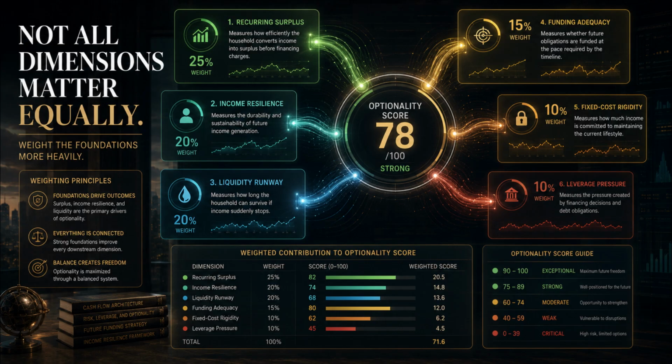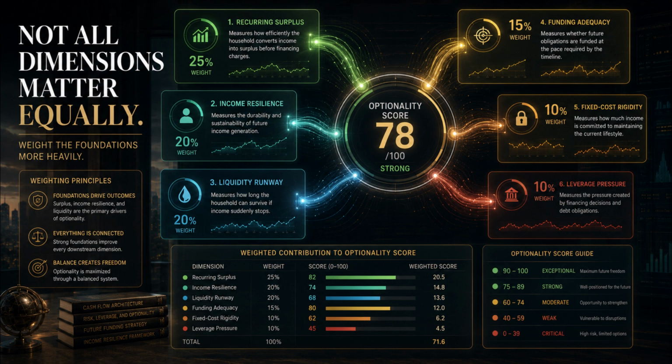Not all dimensions contribute equally. Some dimensions are foundational, others are downstream consequences. We will use the following weighting framework. So for the recurring surplus, we'll weight that 25%. For income resilience, 20%. For liquidity runway, 20%. For funding adequacy, 15%. For fixed cost rigidity, 10%. And for leverage pressure, 10%.